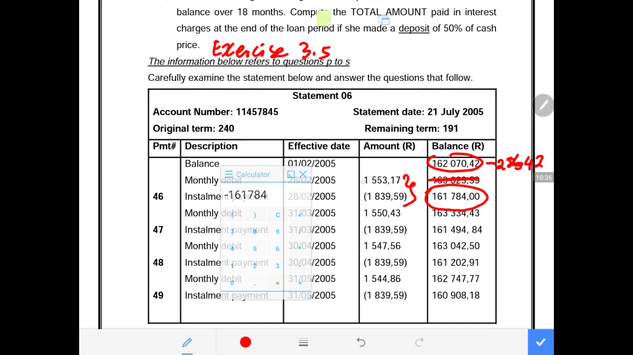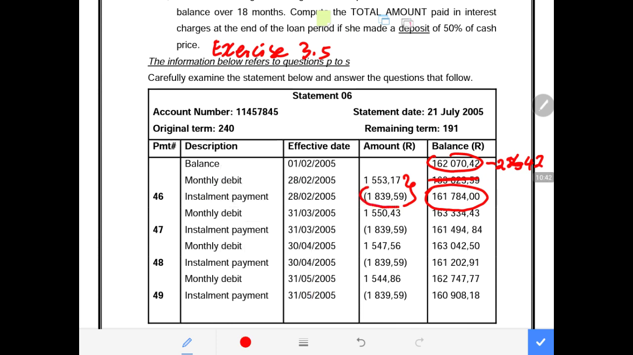In other words, what I'm simply saying is that the amount that you are paying is divided into interest and into repayment, meaning out of this 1,839, the total of 1,553 for the month of February is interest. It does not reduce your loan.